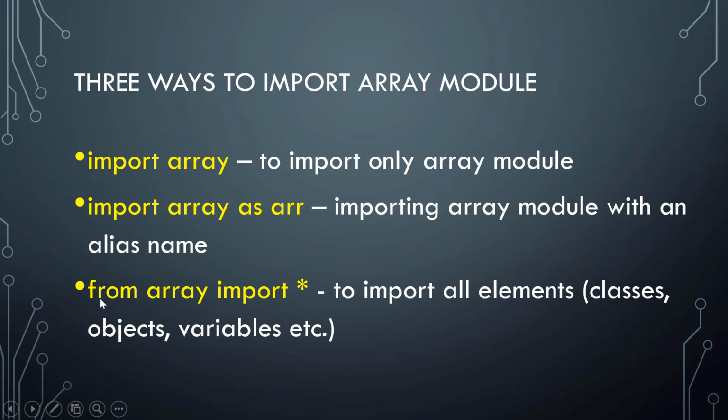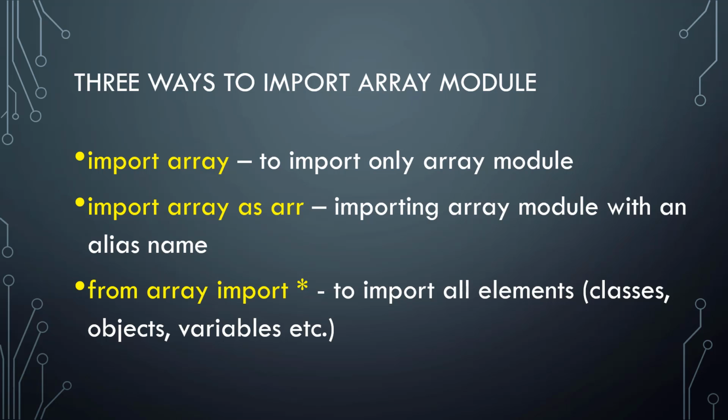Coming to the last model, from array import star. It is simply importing all the elements of the array module. In the sense, all the classes, objects and variables we have in the array module are available to the current program. This is the easiest way to call the array method. In this case, if you import like this with import star, you can just say array variable arr is equal to array directly.